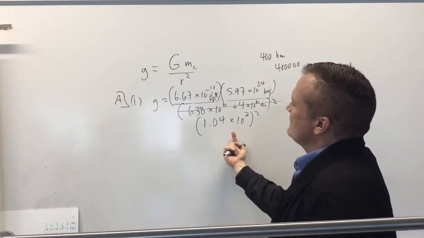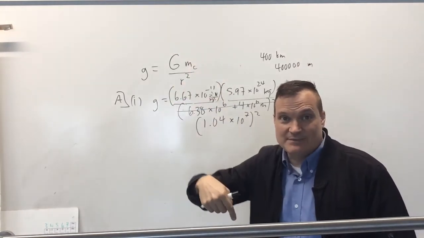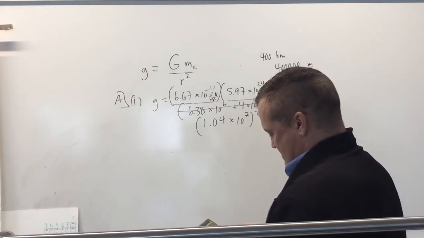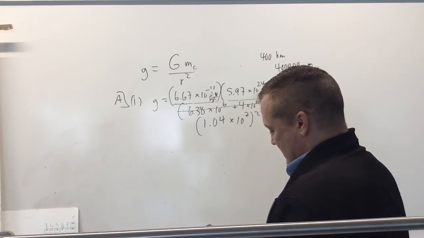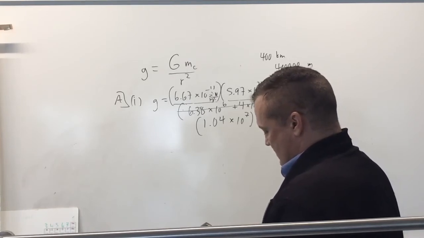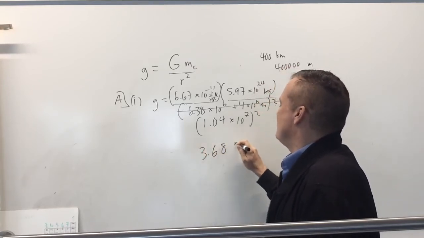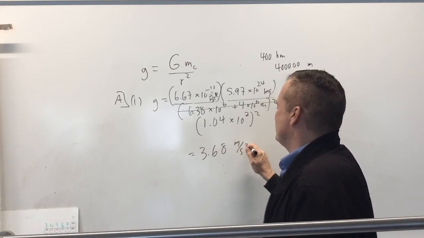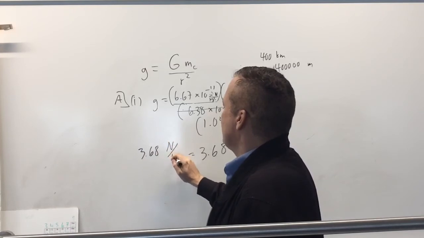So obviously, if that number on the bottom gets higher, if R gets higher, then the gravitational field is going to get smaller. That should make sense. So let's just see what that's going to be. 6.67 times 10 to the negative 11 times 5.97 times 10 to the 24th divided by 1.04 times 10 to the 7th and divided again by 1.04 times 10 to the 7th. It's going to be 3.68. So it's going to be much smaller than that 9.79 that we saw. 3.68 meters per second squared, or 3.68 newtons per kilogram.